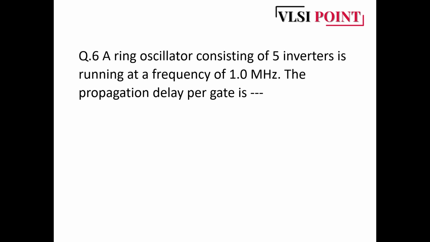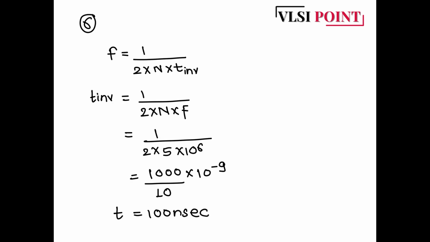Before that, we should know what is the frequency of a ring oscillator. It is nothing but 1 upon 2 into number of inverters you have into time period of each inverter. But we have to calculate T inverter instead of F. So T inverter is nothing but 1 upon 2 into N into F. N is 5 and frequency is 10 raised to the power 6 hertz, that is 1 megahertz. So by solving you will get T as 100 nanoseconds. So the answer is 100 nanoseconds.